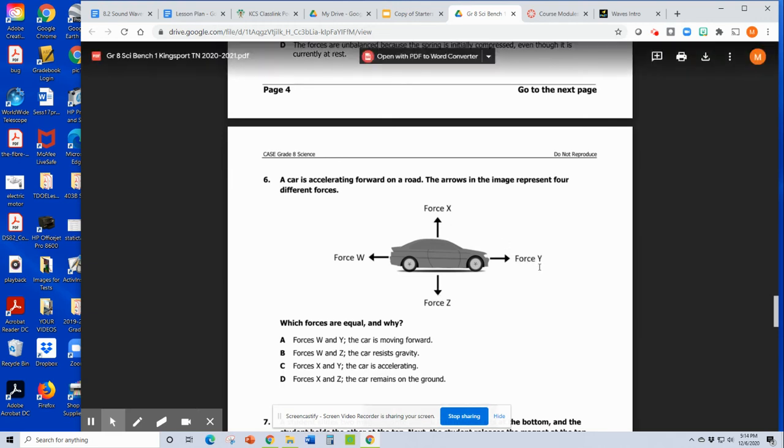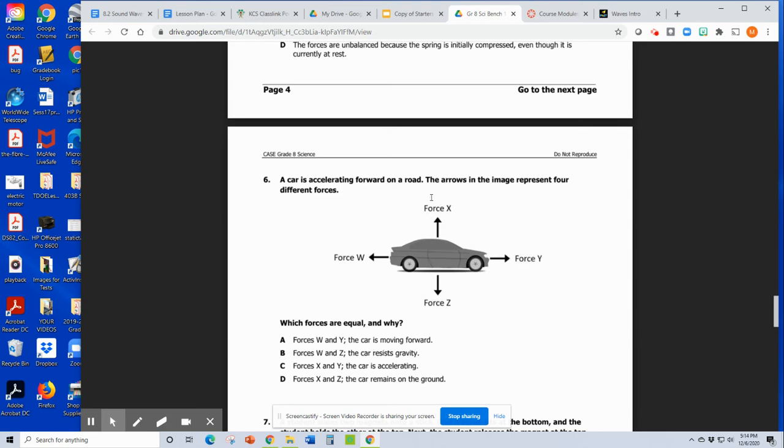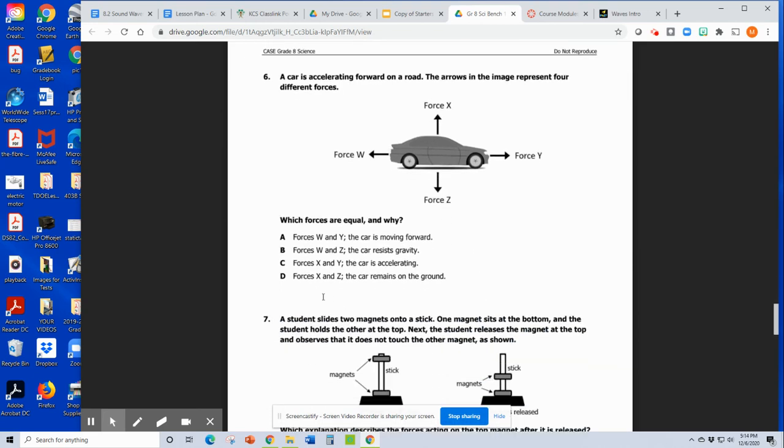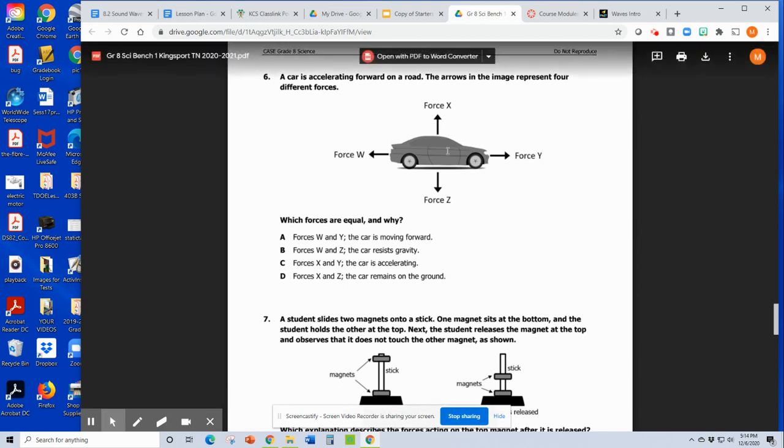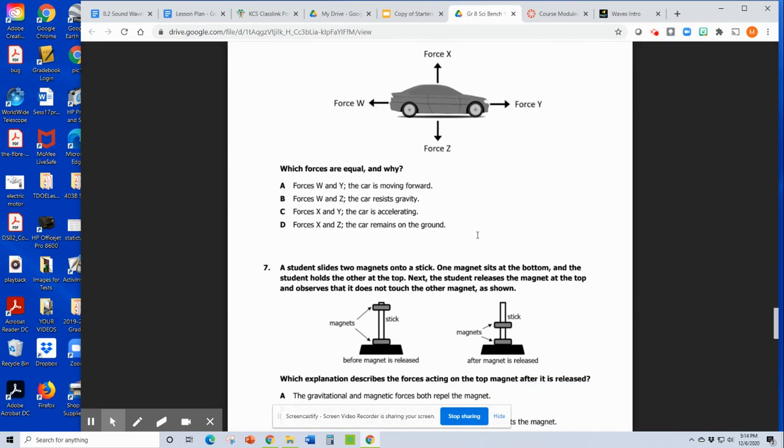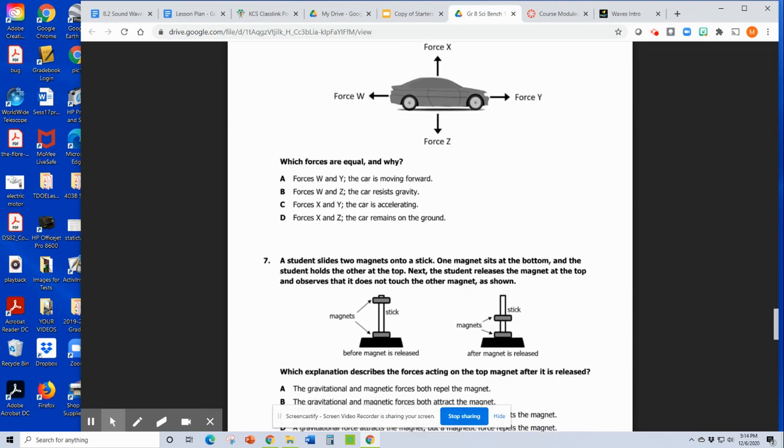X and Y, nope. Forces X and Z, the car remains on the ground. Sure, the car's not floating and it's also not crashing into the ground. So the correct answer is D. The normal force and the force of gravity are balanced, are equal and opposite.